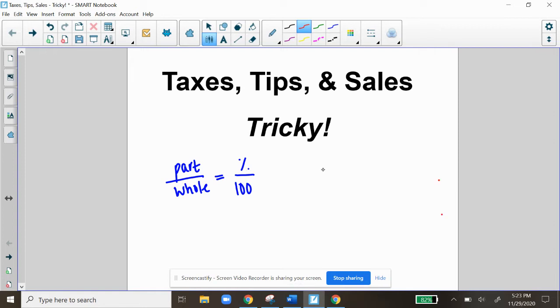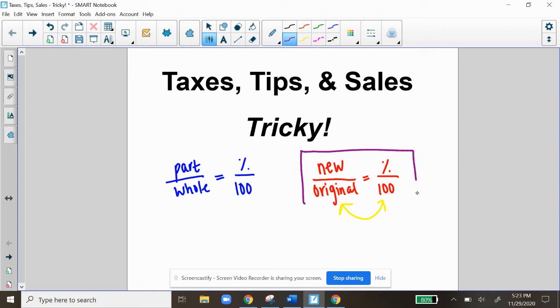And so we're going to think about the top being the new price, which may be the sale price. It could also be the price including the tax or the tip. And we're going to think about the denominator as being our original. And then we'll obviously compare it to the percent over 100, right? And it makes sense right here that my 100% would be connected to my original. So let's keep this in mind as we look at the next few questions.